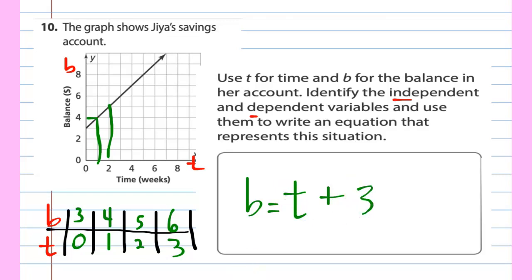And you're gonna have to check if it works for all of them. So 0 plus 3, 1 plus 3, 2 plus 3, 3 plus 3. Alright? So that's how it works. You have to look for the pattern. And always have to say what will you do with the independent variable to get the dependent variable. Okay? Alright, one last question.